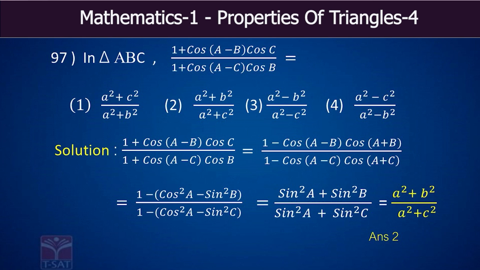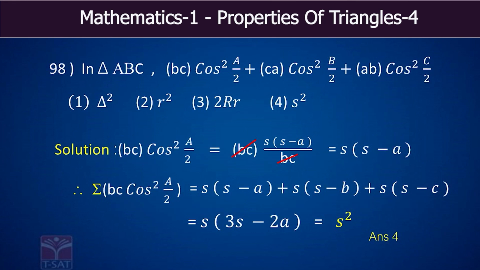Now, (1 + cos(A−B)cos C)/(1 + cos(A−C)cos B) is (1 − cos(A−B)cos(A+B)), because A+B equals 180 minus C, divided by (1 − cos(A−C)cos(A+C)). So that is (1 − (cos²A − sin²B))/(1 − (cos²A − sin²C)), which equals (sin²A + sin²B)/(sin²A + sin²C), which is (a² + b²)/(a² + c²). The answer is option number 2.